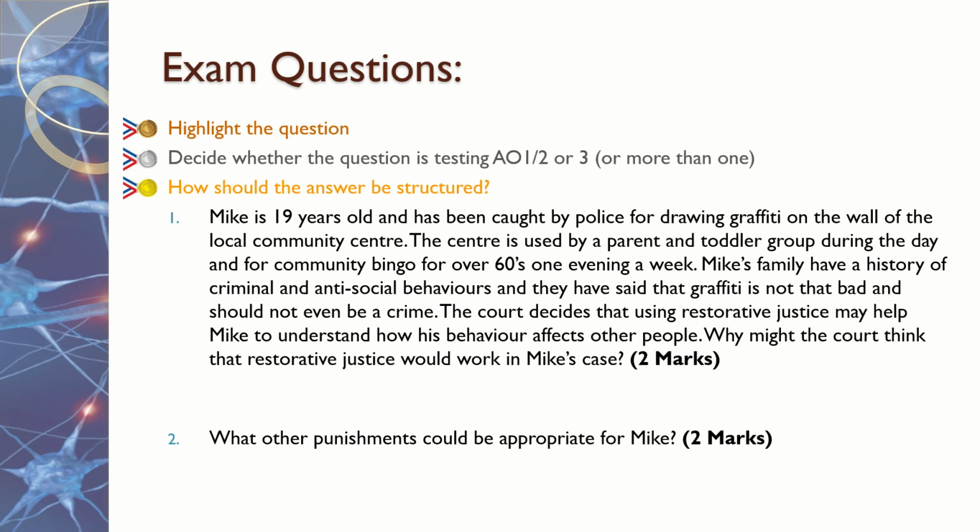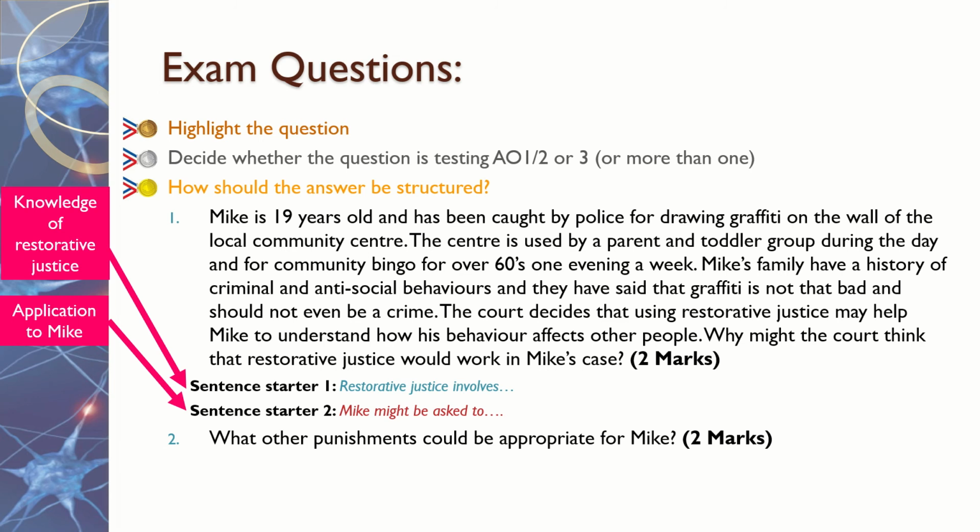Because it's got Mike in, it means that it has to be an AO2 question. And if it's an AO2 question, it always has to include some knowledge as well. So the knowledge in this case is about restorative justice, and the knowledge of other punishments could be community service or prisons. So you might start your first one with your knowledge. You're going to say restorative justice involves, and you're going to explain what it involves. And then in your second sentence, you're going to say what Mike might be asked to do. So how does restorative justice look? What will he be asked to do?